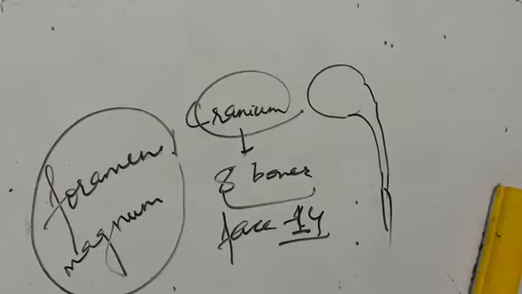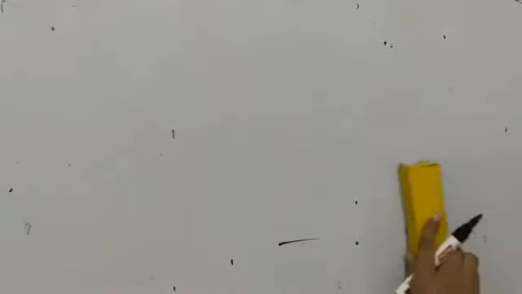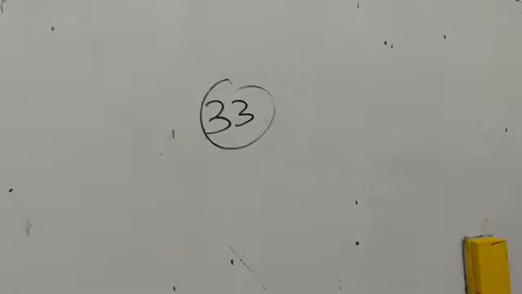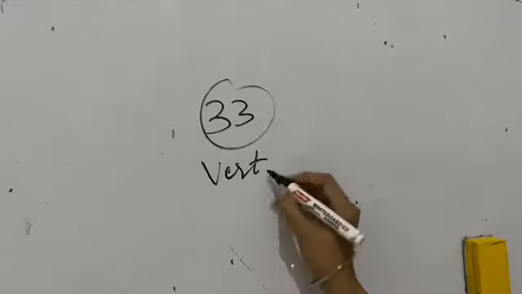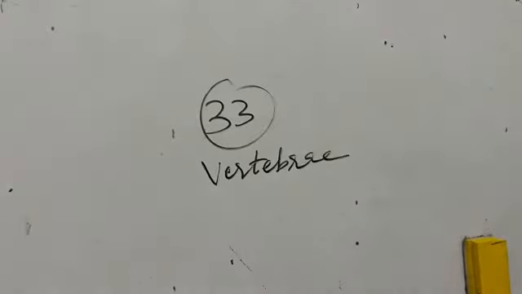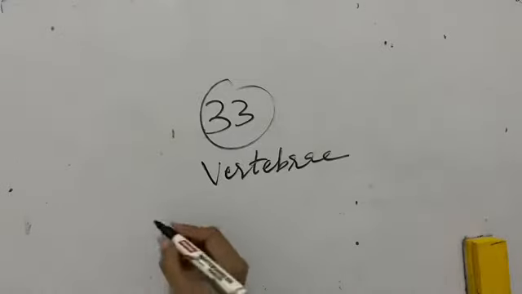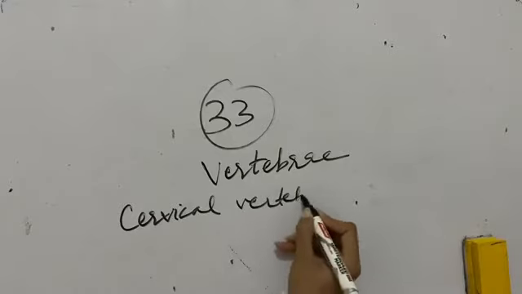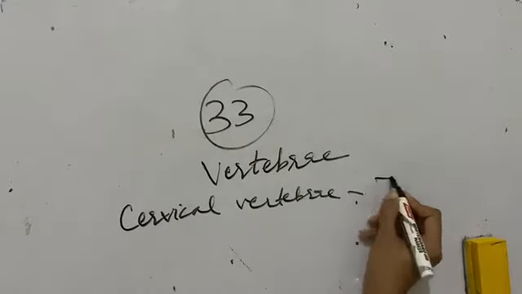Now let us talk about the vertebral column, also known as backbone. So this vertebral column is made up of 33 vertebrae, 33 bones, and the bones of the vertebral column are known as vertebrae. There are total 33 vertebrae and they are divided into 5 groups. Group number 1, which is present in the neck region, are known as cervical vertebrae. And they are 7 in number.